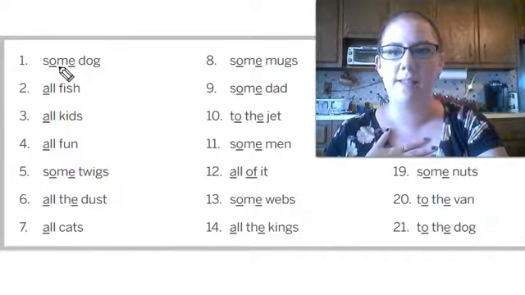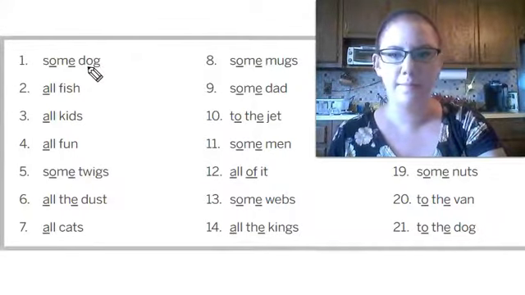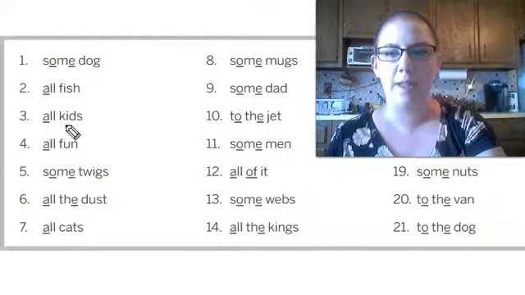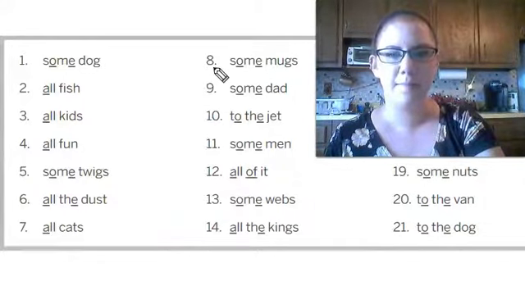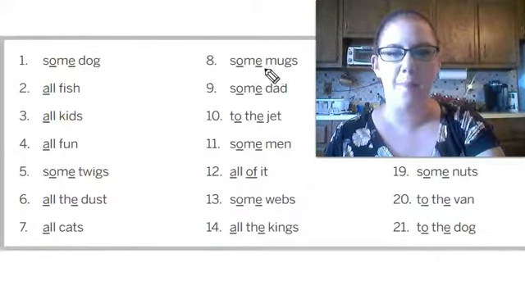Number 1. Some dog. Number 2. All fish. Number 3. All kids. Number 4. All fun. Number 5. Some twigs. Number 6. All the dust. Number 7. All cats. Number 8. Some mugs.